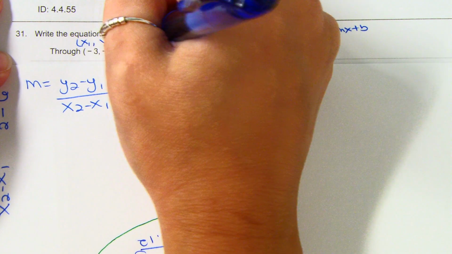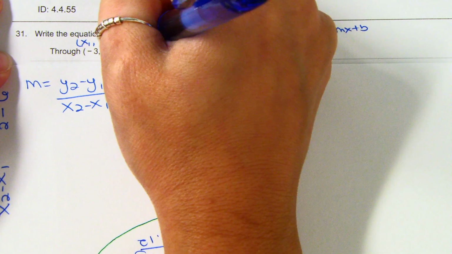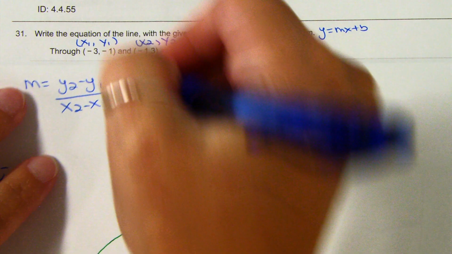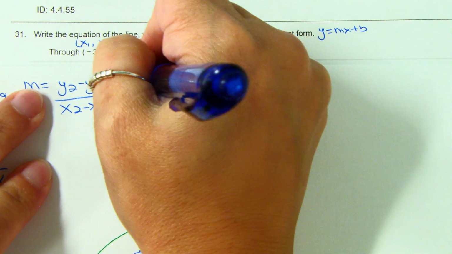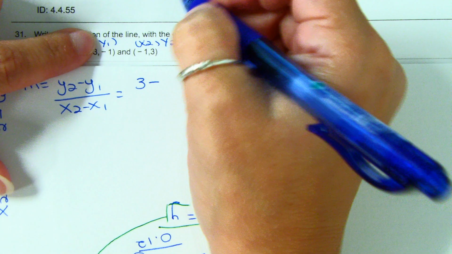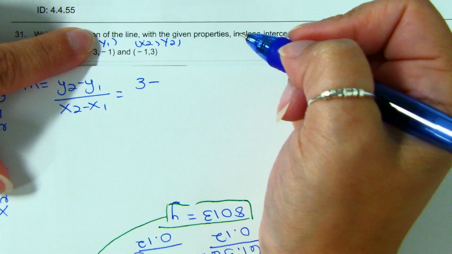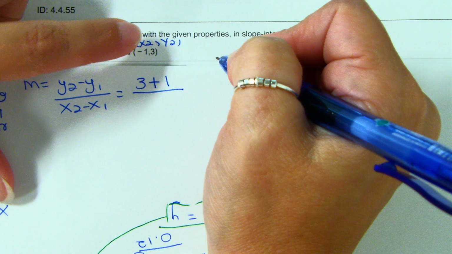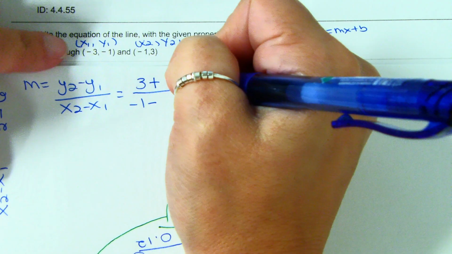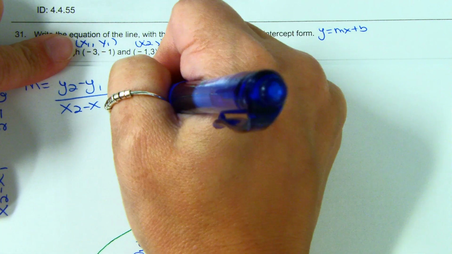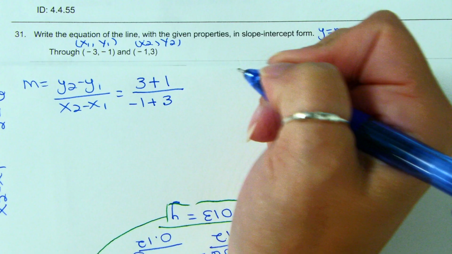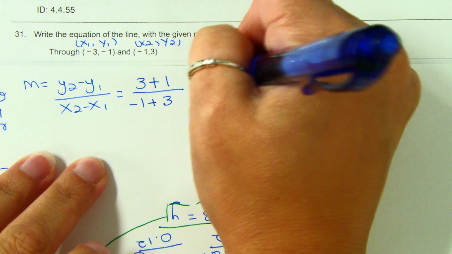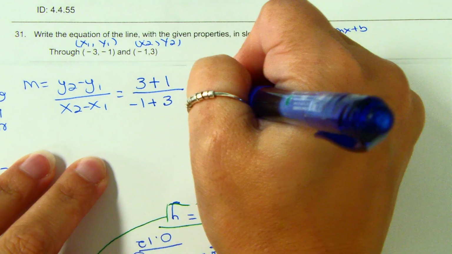y2, as I have it labeled, will be 3 minus my y1. Oh, but my y1 is the -1, guys. So a negative becomes a positive. x2 is a -1 minus my x1, again, negative becomes a positive, like this. So I have 3 plus 1 is 4, -1 plus 3 is 2, so I find that the slope is a positive 2. So I'm going to make a note here. Slope is 2.